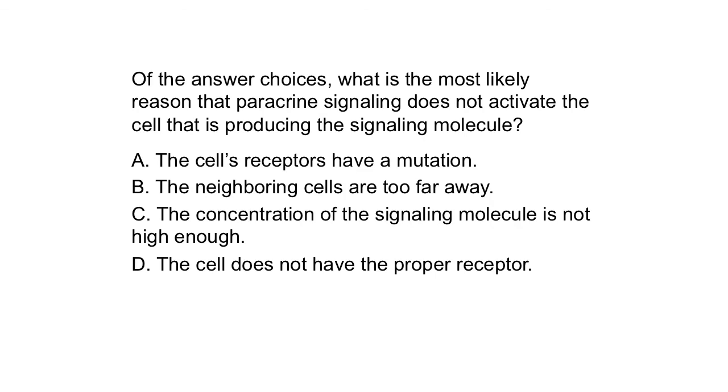The second Reeve question is this. Of the answer choices, what is the most likely reason that paracrine signaling does not activate the cell that is producing the signaling molecule? A, the cell's receptors have a mutation. B, the neighboring cells are too far away. C, the concentration of the signaling molecule is not high enough. Or D, the cell does not have the proper receptor.